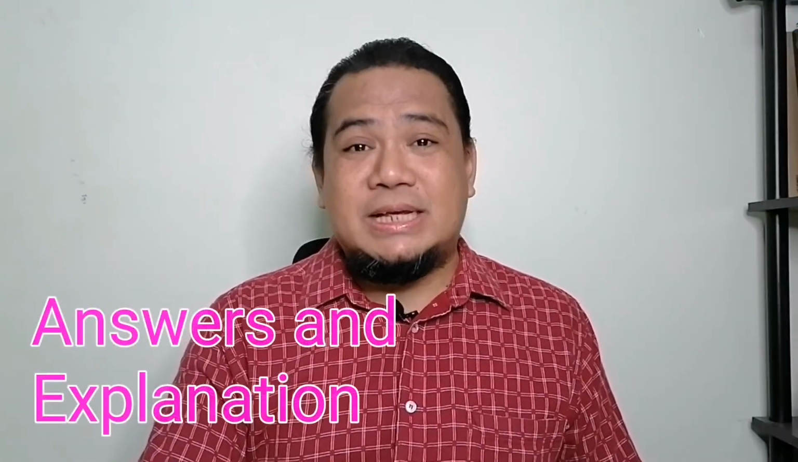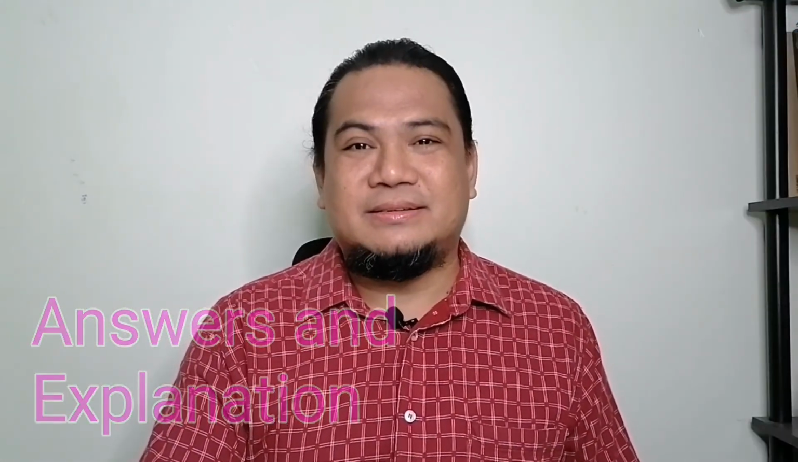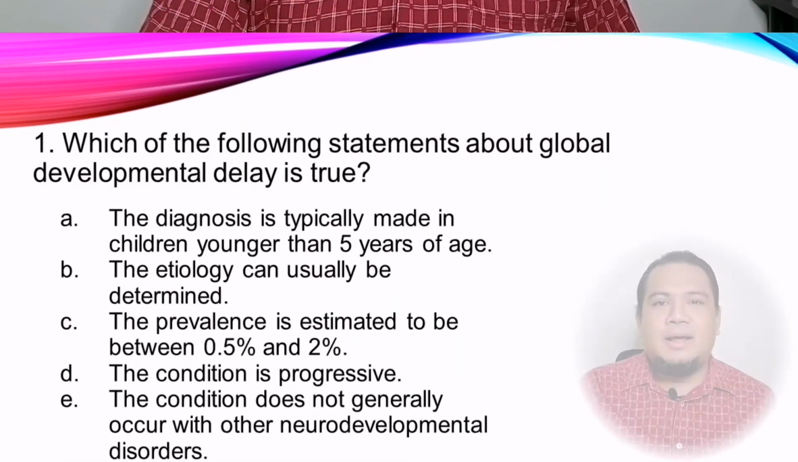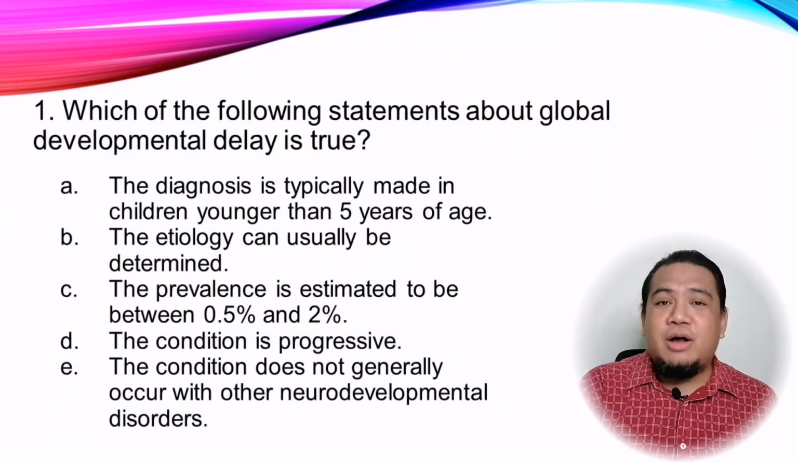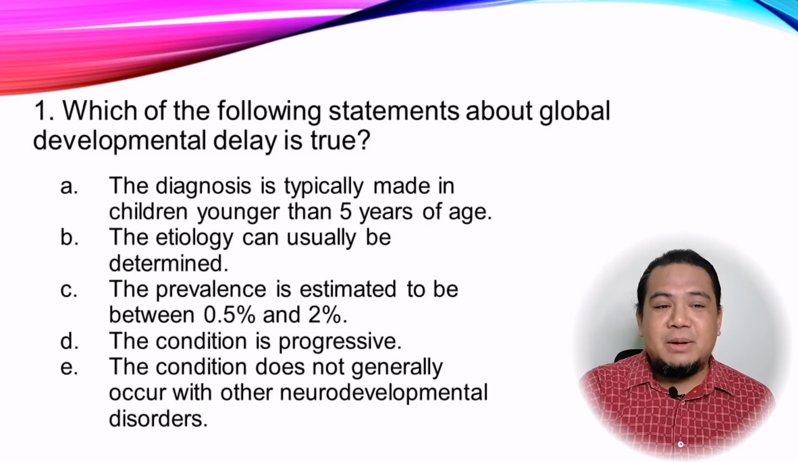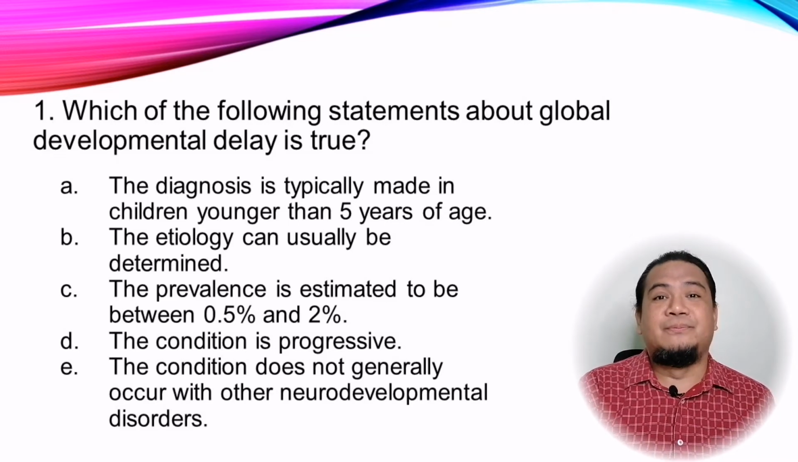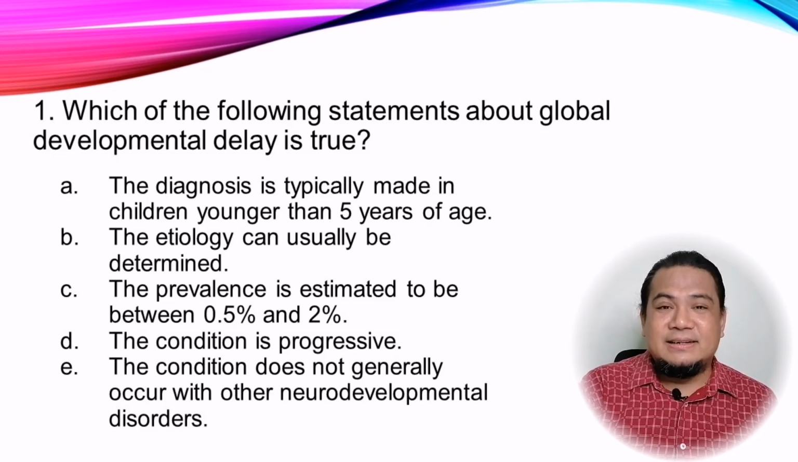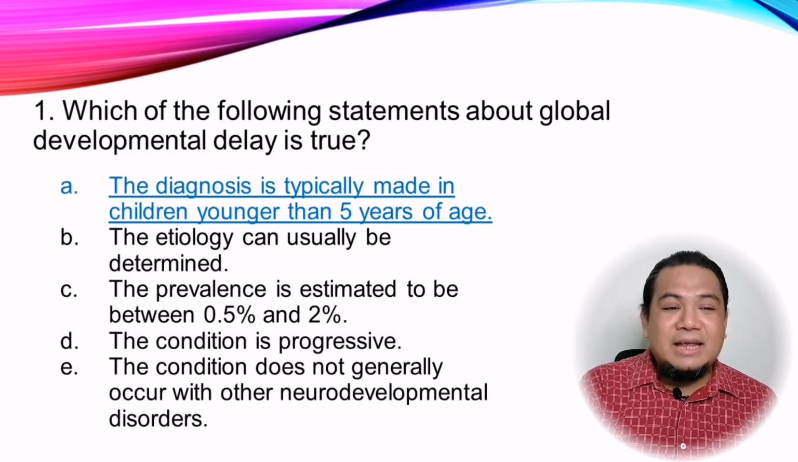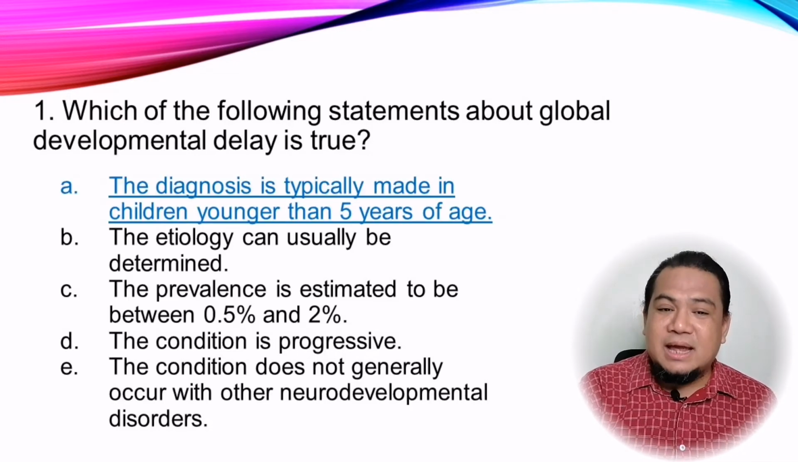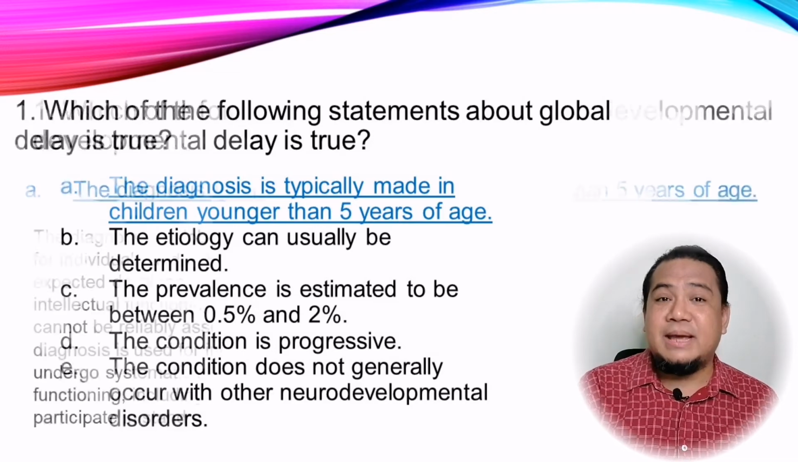And now, let's proceed to answers and explanation. Number 1. Which of the following statements about global developmental delay is true? And the answer is letter A. The diagnosis is typically made in children younger than 5 years of age.